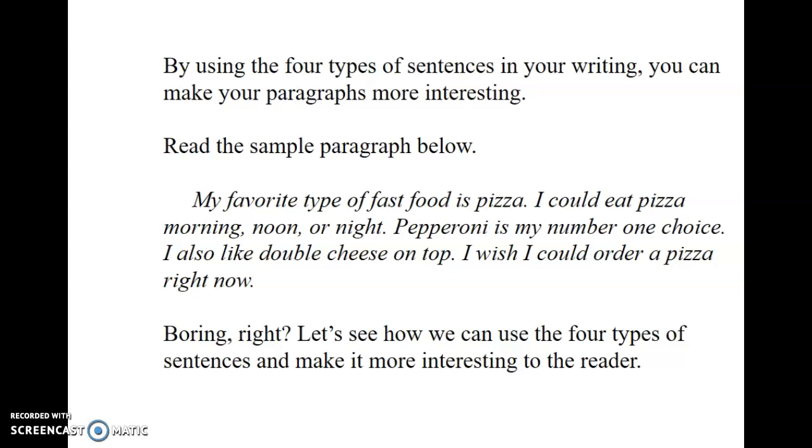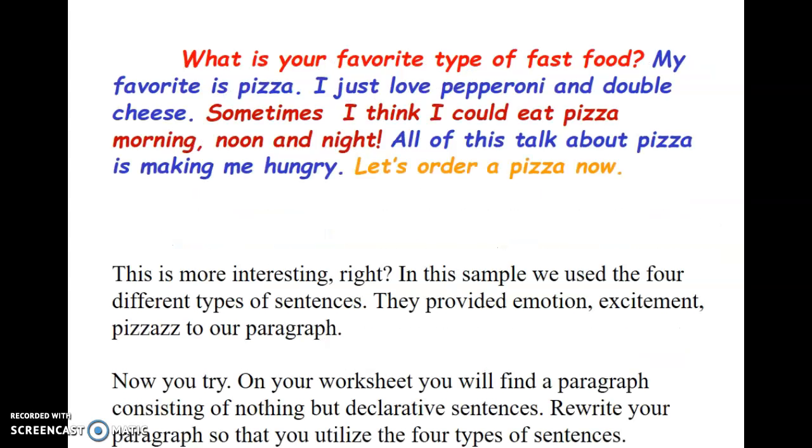Alrighty, so by using these 4 types of sentences in your writing, you can make your paragraphs more interesting. So we have a sample paragraph below. It says, my favorite type of fast food is pizza. I could eat pizza morning, noon, or night. Pepperoni is my #1 choice. I also like double cheese on top. I wish I could order a pizza right now. Boring, right? Let's see how we can use the 4 types of sentences to make it more interesting to the reader.